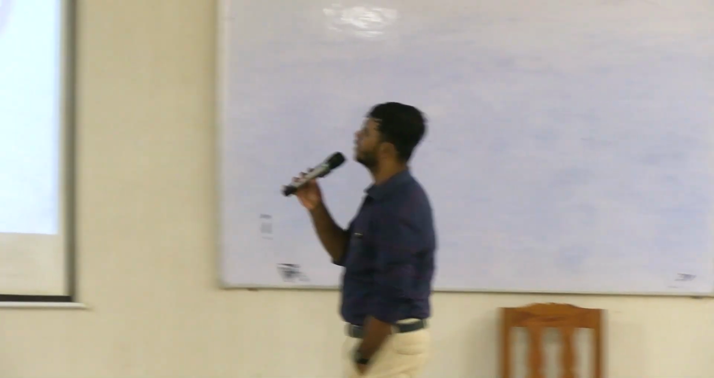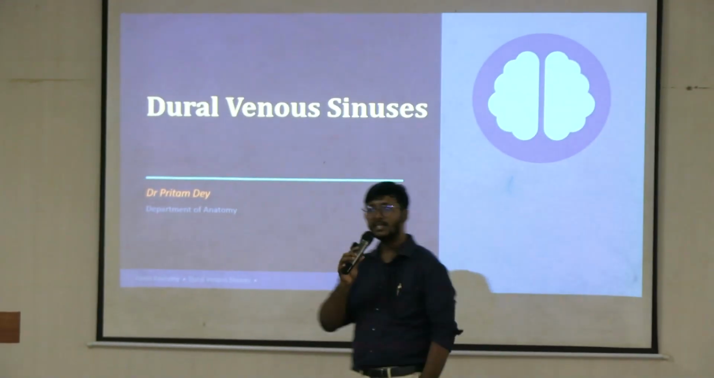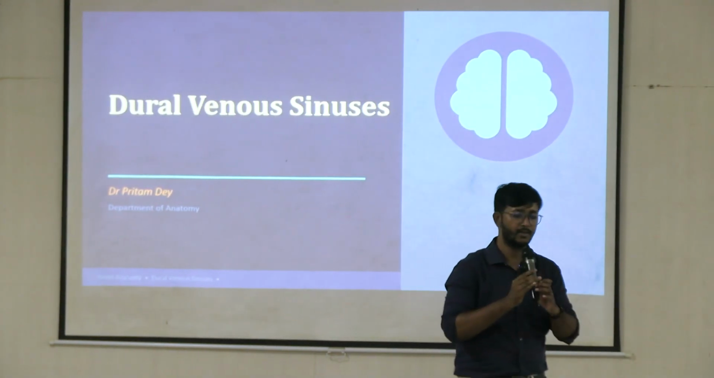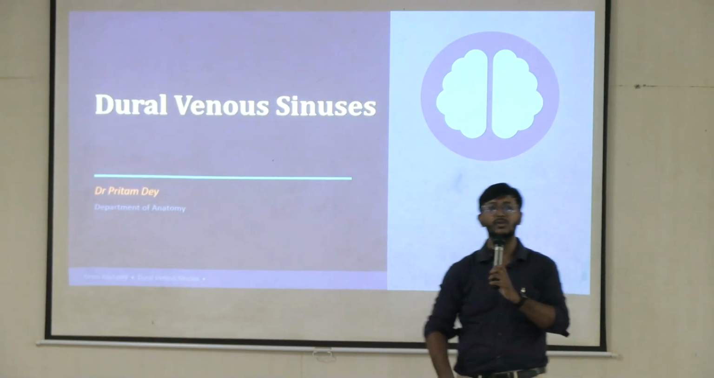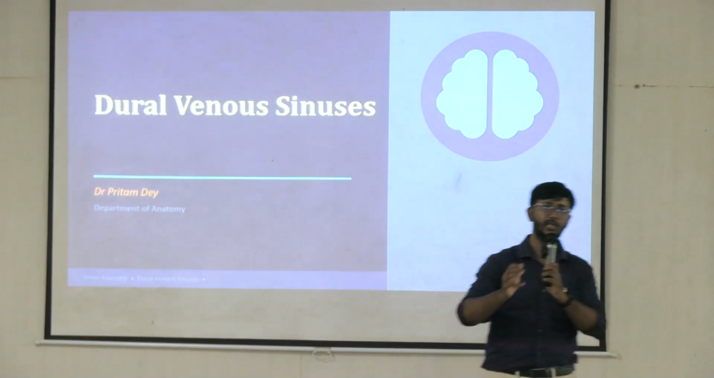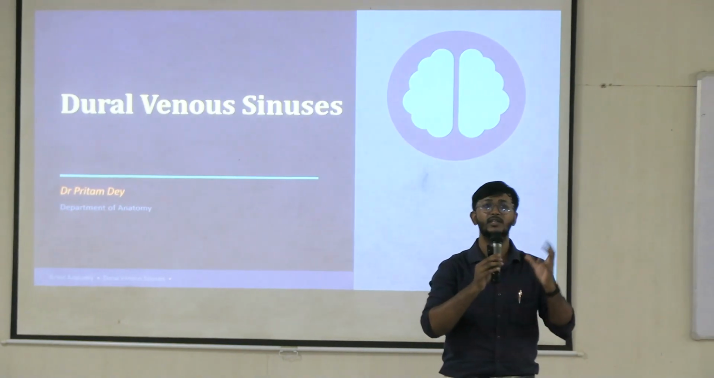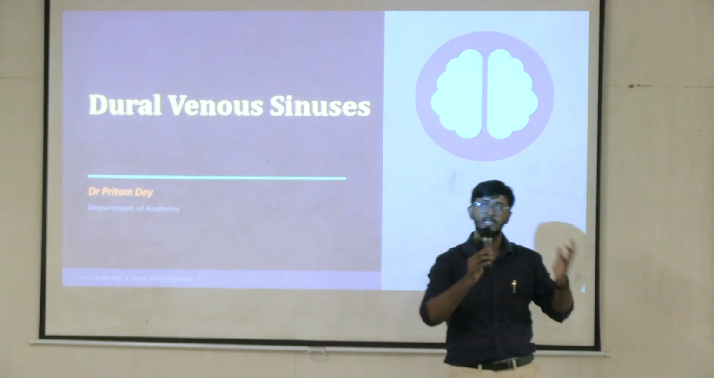So let us begin our discussion on dural venous sinuses. As the name suggests, it is a venous circulation of the brain. And before it, the name dura is there, so it is located in the dura mater. So the venous supply of the brain is basically located in the dura mater of the skull. What is its function?